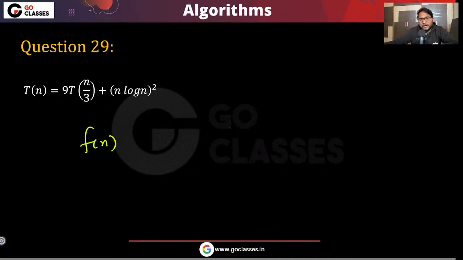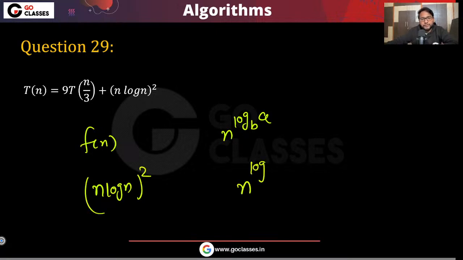Okay, write the f(n) on the left part. Just for the sake of consistency, f(n) I always write on the left. Now this is n log n squared. This is n power log base b a; what is log base b a? 3, right? 9, which is n squared. This is n squared, so this is n squared log n squared.